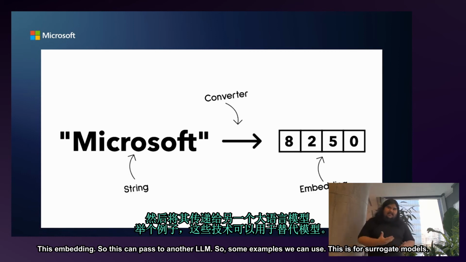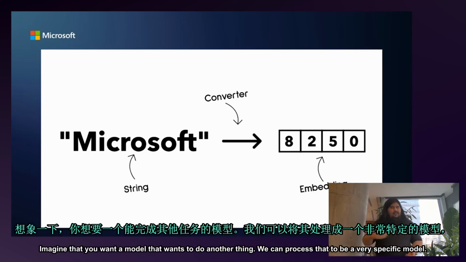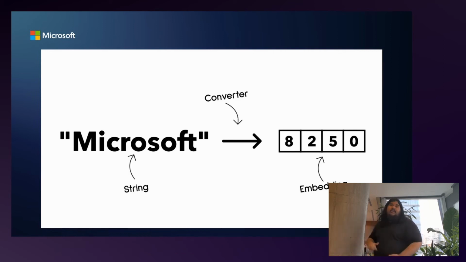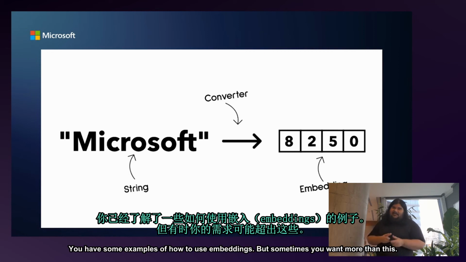Some examples where we can use this are surrogate models. Imagine that you want a model that does another thing. We can process that to be a very specific model. Then you can use this as a surrogate model. Then you plug these embeddings into that, and boom, you have some examples of how to use embeddings.